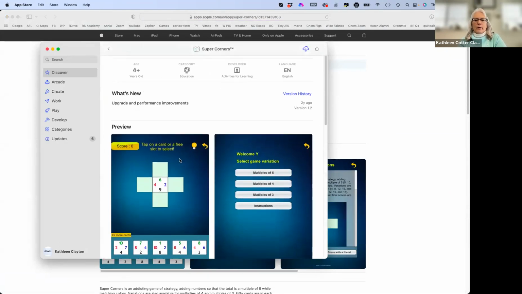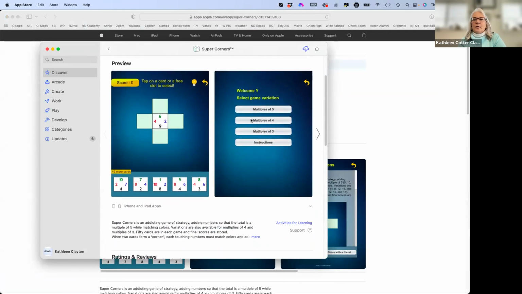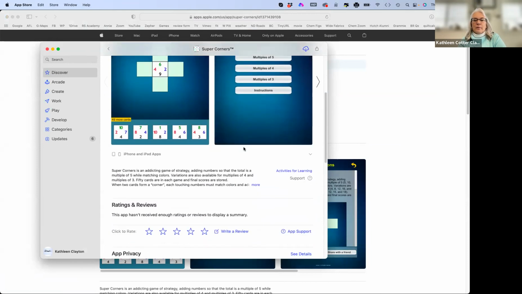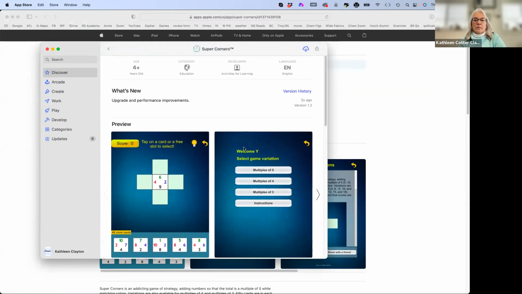Oh, I guess this is another way of looking at it. So this is kind of how you play the games. You can do multiples of 5s, 4s, and 3s. And again, it's super addicting. I apologize in advance.